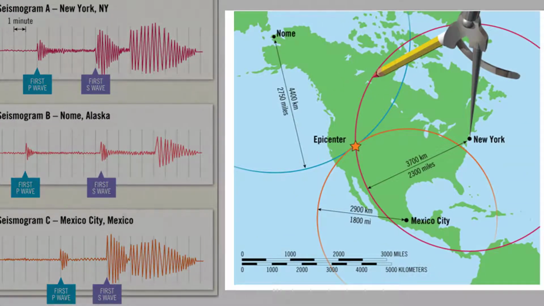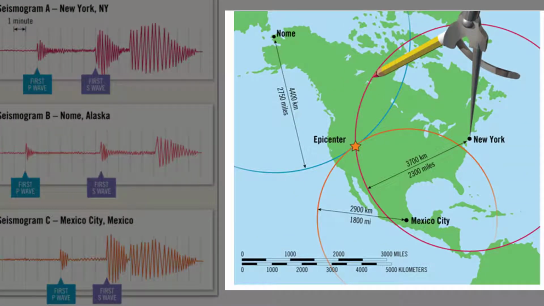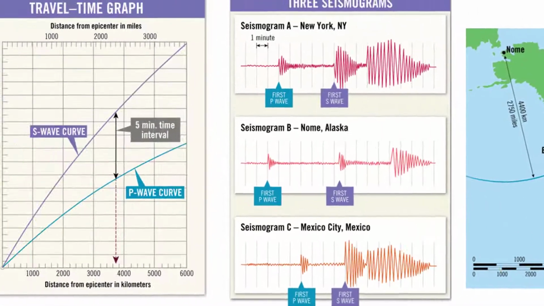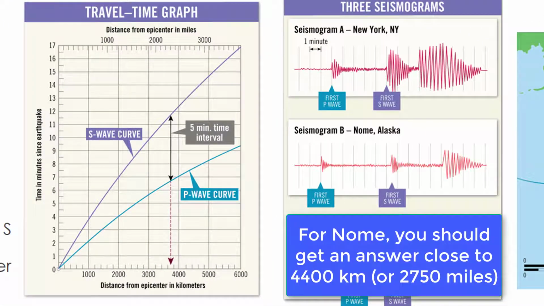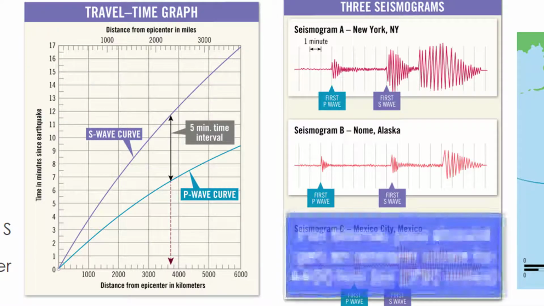Now if you go over and look at the image at the far right, the circle was drawn with a radius of 2,900 kilometers, which is slightly less than the 3,000 kilometers that I was looking at in the graph. And if you want to pause the video at this point and try to determine Nome, Alaska's distance from the epicenter, I strongly suggest you do so, because you may see quiz and test questions just like this.